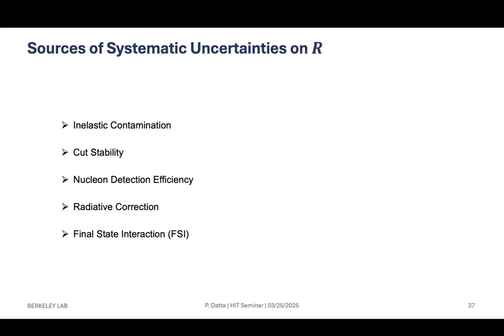So our measurement is systematics dominated. We have multiple sources of systematics, including inelastic contamination, cut stability, nucleon detection efficiency, radiative correction, and final state interaction, like we were discussing. It takes a lot of effort to quantify the individual systematic uncertainties for all of these. So for the interest of time, for today, I'll only mention how we do it for these two, because it was easy enough to do and it'll give you a sense of the process. But I'll be happy to answer any questions on any of these.